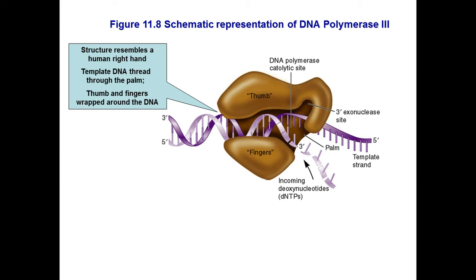This is what DNA polymerase actually looks like. It kind of resembles a human right hand with a finger and a thumb. The template DNA gets threaded through the palm, and the thumb and the fingers wrap around the DNA, and then the other enzymes work to unzip the DNA and then add the new bases.